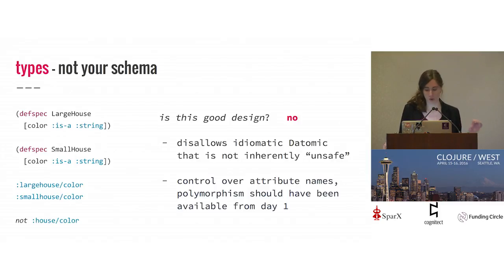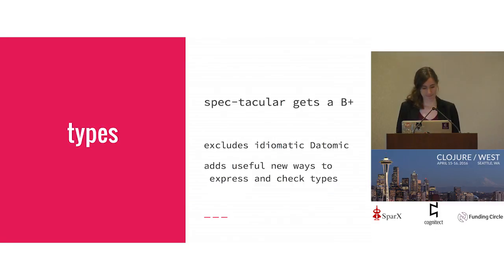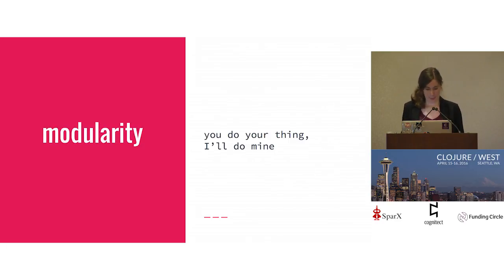So that kind of control over the actual attribute name, some sort of polymorphism over house types, should have been available from day one, and it's not. So you have now lost control over your schema, and spec-tacular just kind of leaves you out in the dry, right? So on types, spec-tacular gets a B+. It excludes idiomatic Datomic, like I just said, but it also adds really new, interesting, useful ways to interact with entities, right?